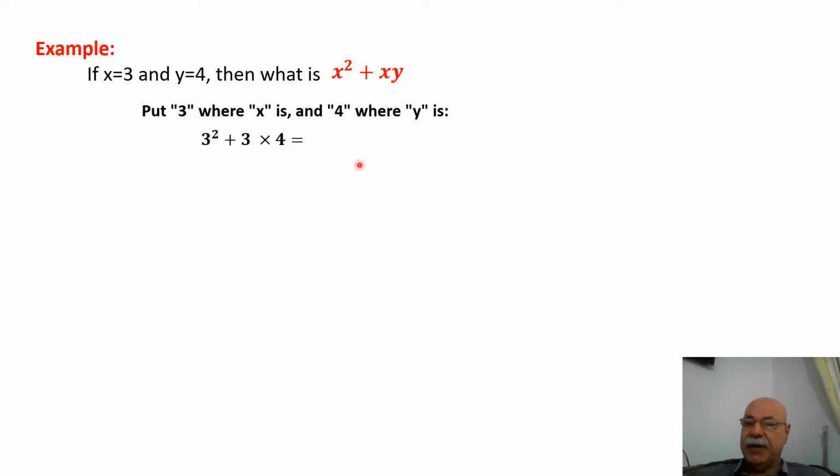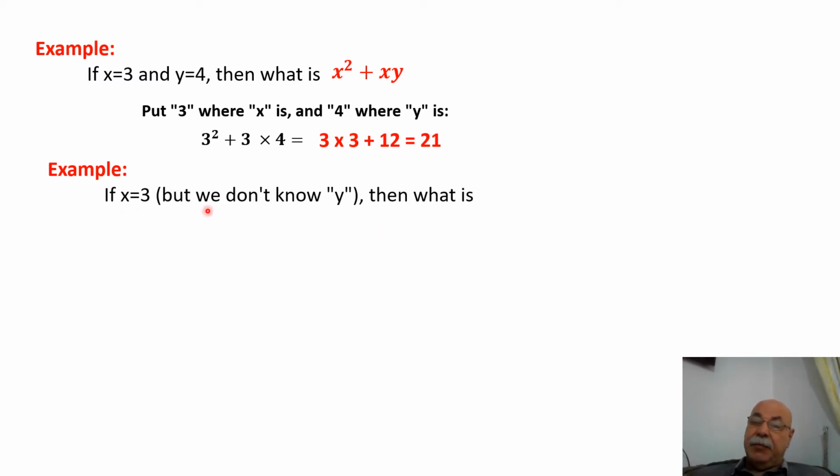After I replace this, I get a new equation. x squared, because x is 3, is 3 squared, plus xy, that is x times y, because y here is 4 and x is 3, so 3 times 4. I do the normal process. 3 squared means 3 times 3, which is 9, and 3 times 4 is 12. After this we get 9 plus 12, which becomes 21.